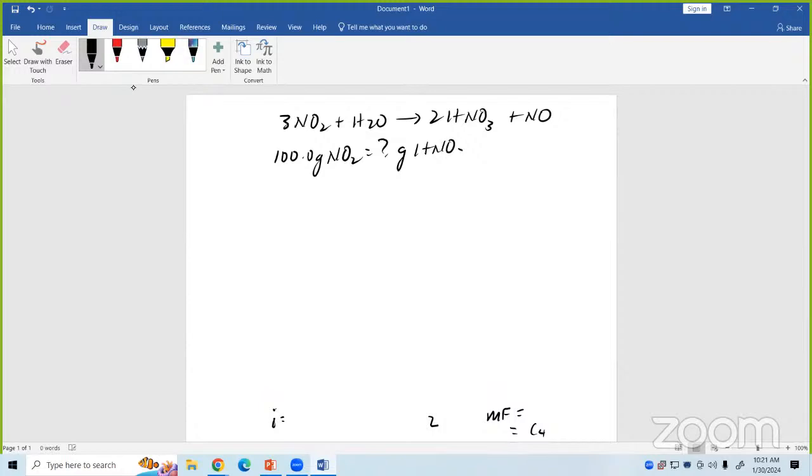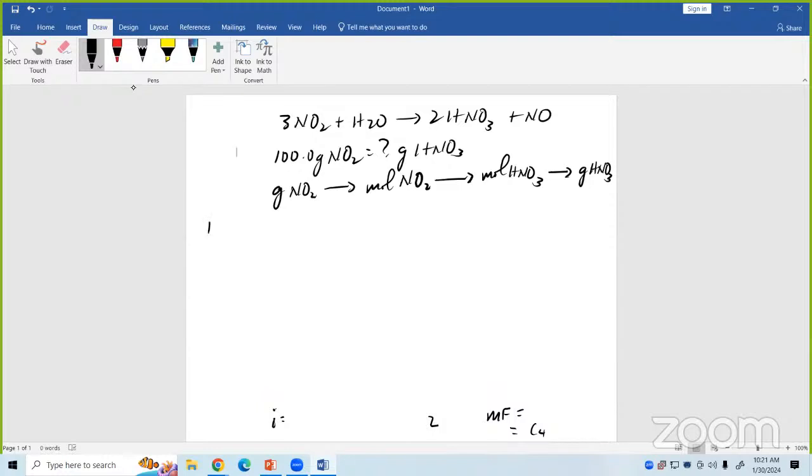So basically what you'd have to do is first convert from grams of NO2 to moles of NO2, and then using the mole ratio, you convert moles of NO2 to moles of HNO3, and then using the molar mass of HNO3, you convert that to grams of HNO3. So basically, we're using a series of 3 conversion factors to get from the grams of NO2 to what the question is asking for, which is the grams of HNO3.